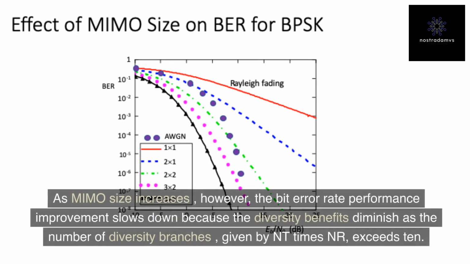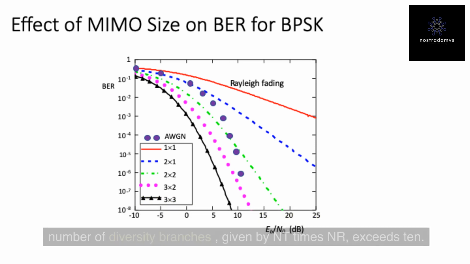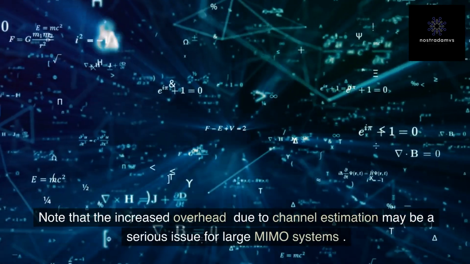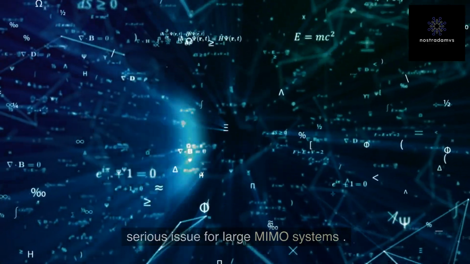As MIMO size increases, however, the bit error rate performance improvement slows down because the diversity benefits diminish as the number of diversity branches, given by NT times NR, exceeds 10. Note that the increased overhead due to channel estimation may be a serious issue for large MIMO systems.